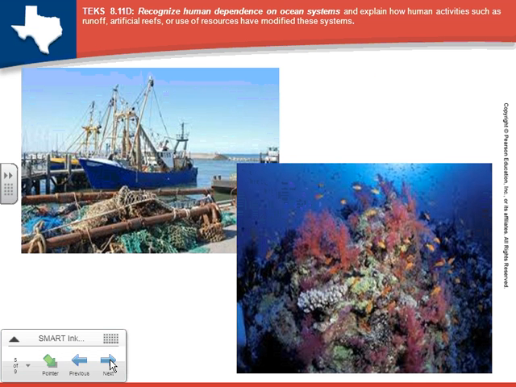In that top picture, you can see a fishing boat being used to go out and get fish, shellfish, crab, different things for us to use as food sources. In that bottom picture, you can see some coral there. There's some plant life and algae, and we use that to make medicine and different household items.